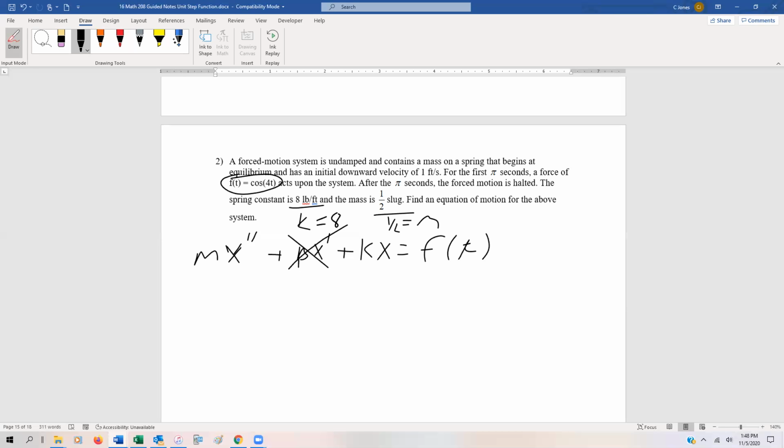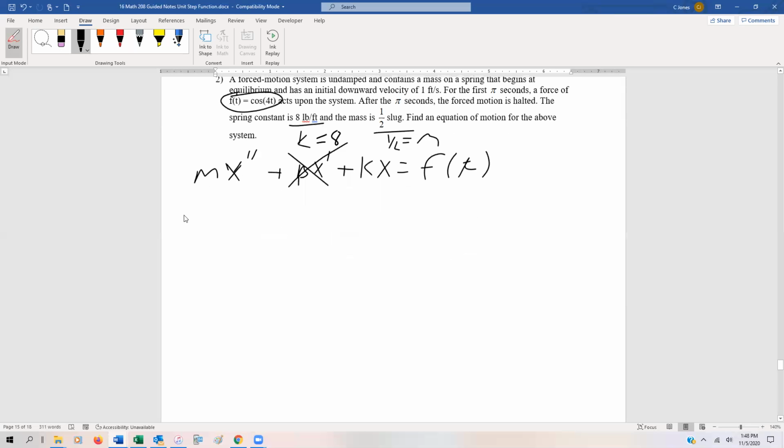So at this point, we have a fairly simplistic second order differential. Okay, so we're going to have 1/2 x double prime plus 8x is equal to f of t. Or another way to write that would be x double prime plus 16x equals 2 f of t. All right. And of course, the question is, well, what is f of t?